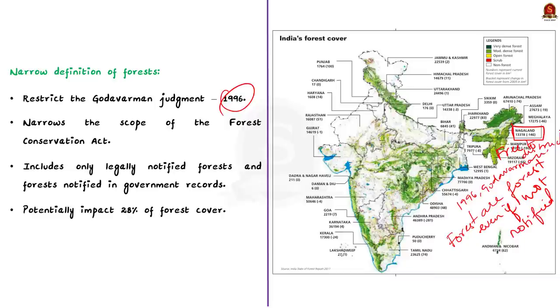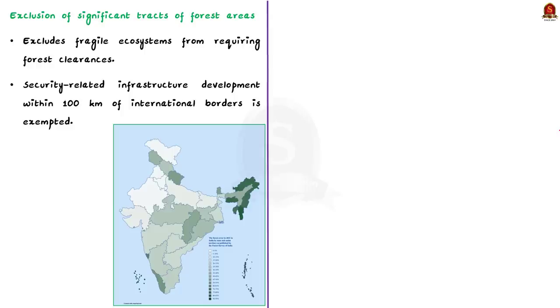Now, coming to the second concern, that is the exclusion of significant tracts of forest areas. See, the bill excludes certain fragile ecosystems from requiring forest clearances. Also, the security-related infrastructure development within 100 km of international borders is exempted from getting clearance. This exemption endangers ecologically crucial areas like the forests in northeastern India and the high-altitude Himalayan forests, which are globally recognized as biodiversity hotspots. Now, this is the second concern.